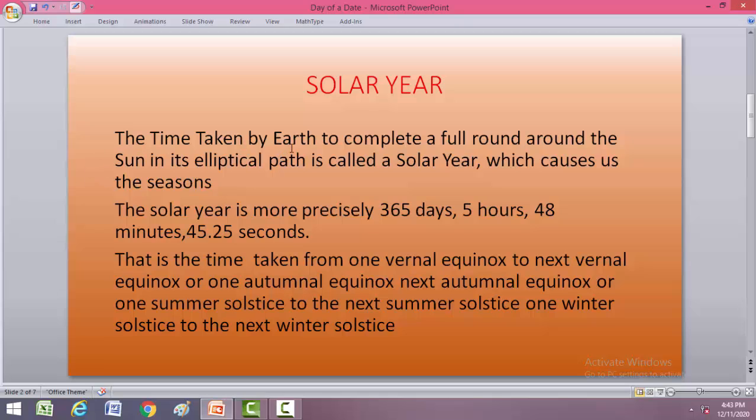The time taken by Earth to complete a full round around the Sun in its elliptical path is called a solar year, which causes us the seasons, 4 seasons. So the solar year is more precisely 365 days, 5 hours, 48 minutes, 45.25 seconds. That is the time taken from one vernal equinox to the next vernal equinox.